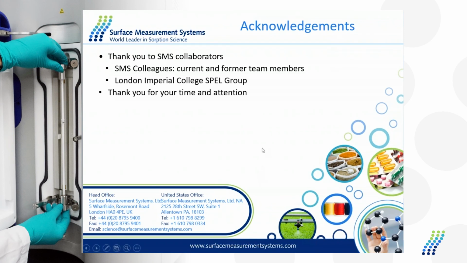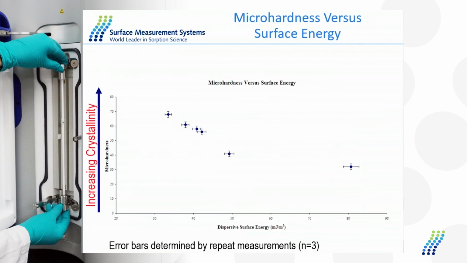Okay, I see a question there to look at the crystallinity again. Right, I see Pavani had asked a question, I believe, about that in the chat. So this is basically measured by microhardness, and this was the surface energy. So it was determined that you can see a trend that the higher the crystallinity, the lower the surface energy, and the lower the crystallinity, or the more amorphous the sample is.